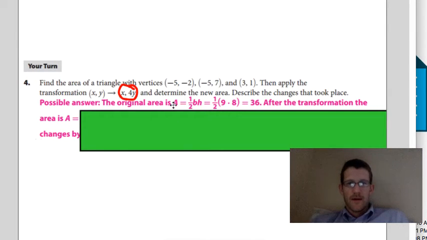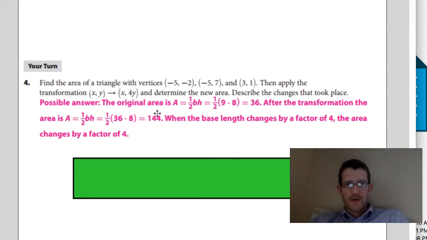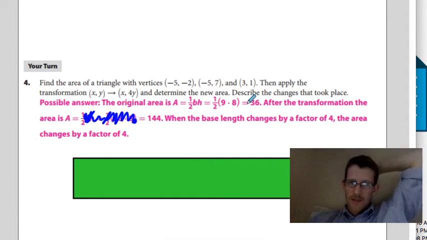Okay. Since the scale factor is 4, hopefully all you did was multiply this value by 4. When you do, you get 144. Please don't regraph that whole triangle. It's a ton of work. It's much easier to just go 36 times 4 equals 144.